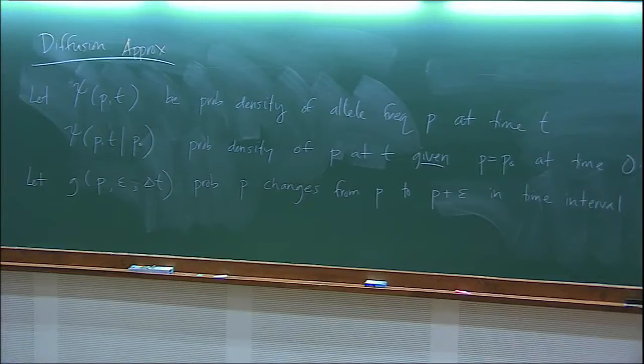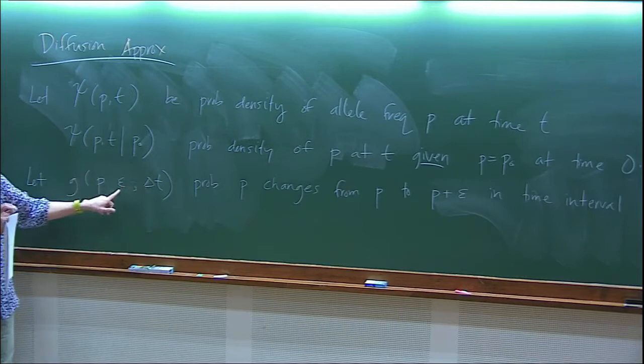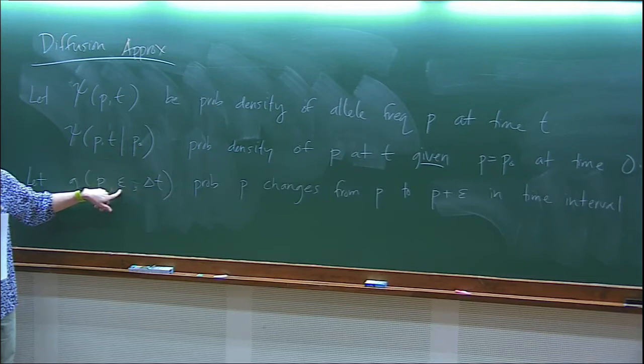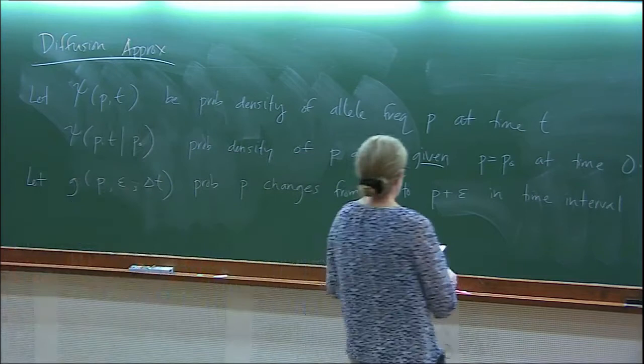So that's our density function, the distribution of what p could be. And this is p taking one little step. G gives us the probability that that step in delta t is of size epsilon. So, one little step, probability density. And then that allows us to write the equation that will make all the magic possible.